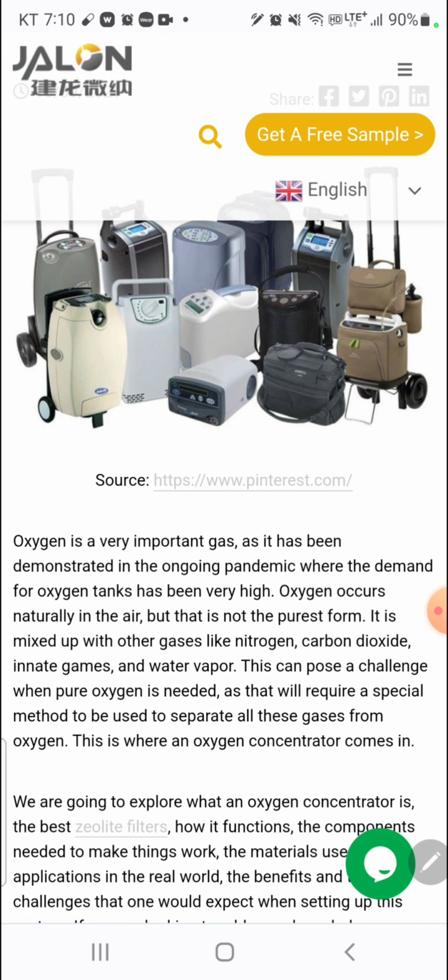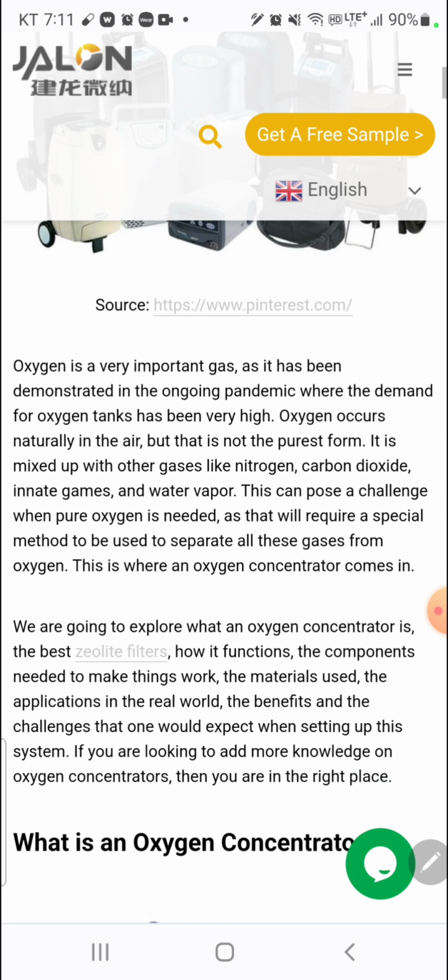Oxygen is a very important gas, as it has been demonstrated in the ongoing pandemic, where the demand for oxygen tanks has been very high. Oxygen occurs naturally in the air, but that is not the purest form. It is mixed up with other gases like nitrogen, carbon dioxide, innate games, and water vapor.